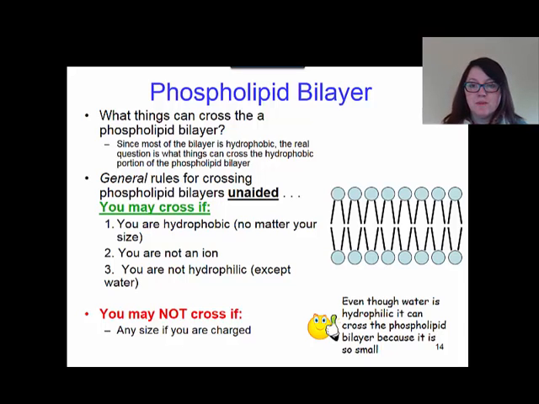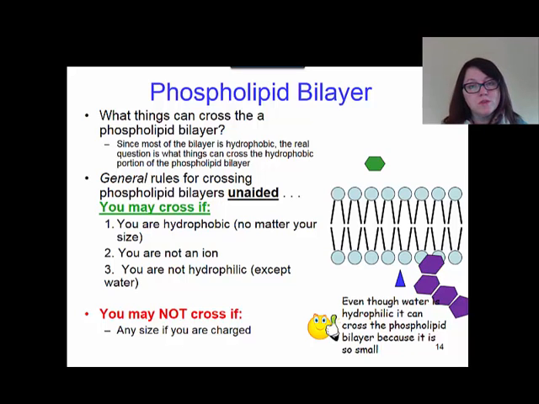So let's take a look at some examples. Right? Here we'll say this little pyramid represents oxygen gas. And oxygen gas is hydrophobic. Right? So it is able to slip right across the phospholipid bilayer. Ooh, this thing's pretty big, right? Way bigger than the oxygen gas. Let's say this is a steroid, like maybe estrogen or testosterone, right? So it is a lipid, right? Lipids are hydrophobic, right? So remember, the rule is you can cross if you're hydrophobic, no matter what your size is. So this particular molecule can cross because steroids are hydrophobic.